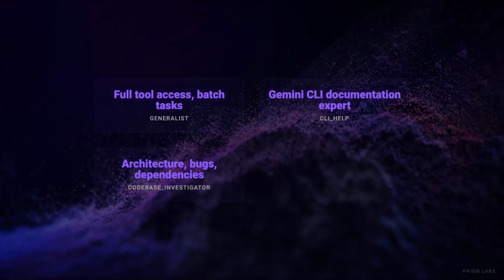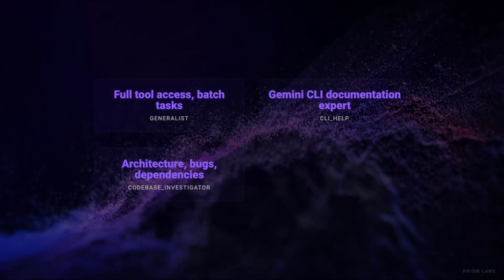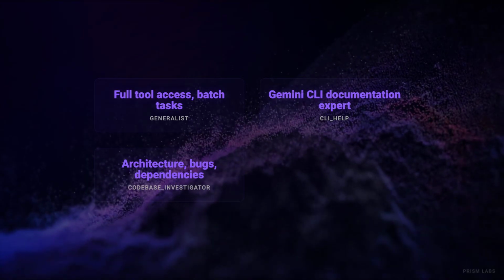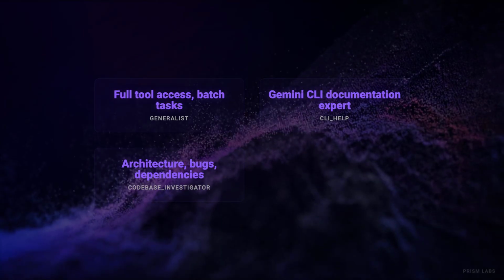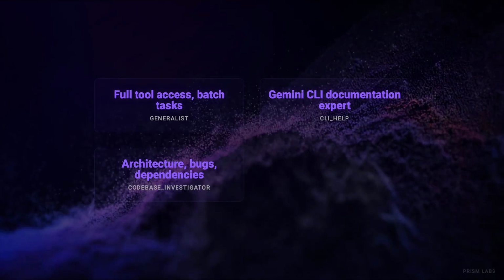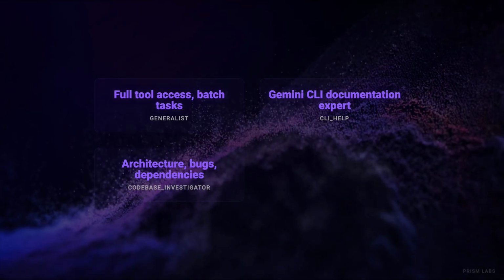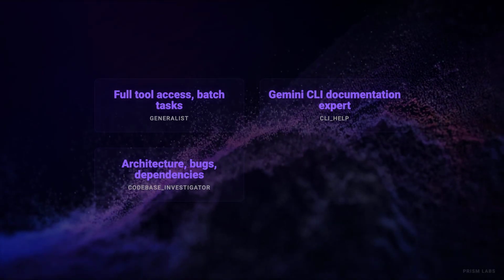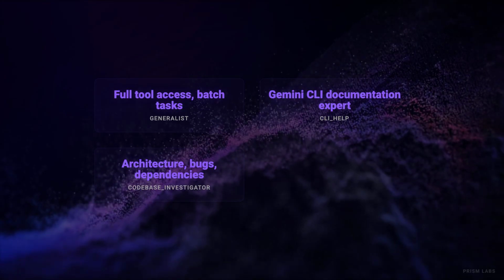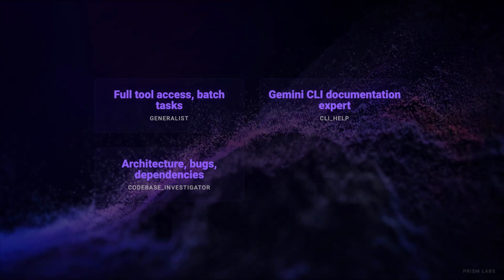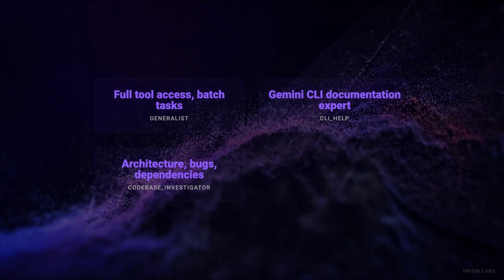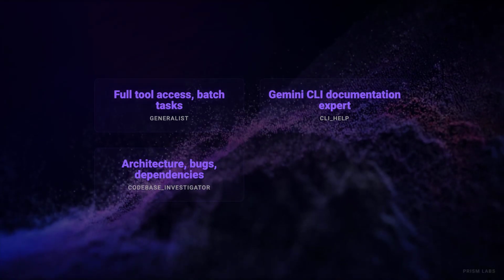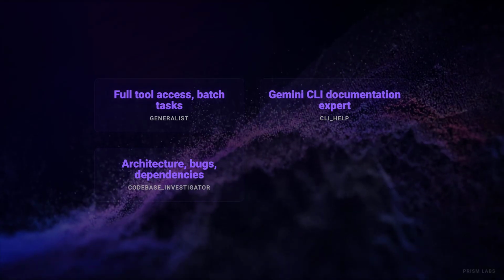understanding, and flow tracing. When you need to understand how authentication works across your codebase, or trace a data flow through multiple services, the investigator handles it without polluting your main context with hundreds of file reads and grep results. All three are immediately available. Run /agents in your session to see them listed. You can invoke any of them explicitly with the @ syntax. @generalist update all copyright headers, @codebase_investigator map out the authentication flow. Or let Gemini CLI automatically route tasks based on the subagent descriptions.